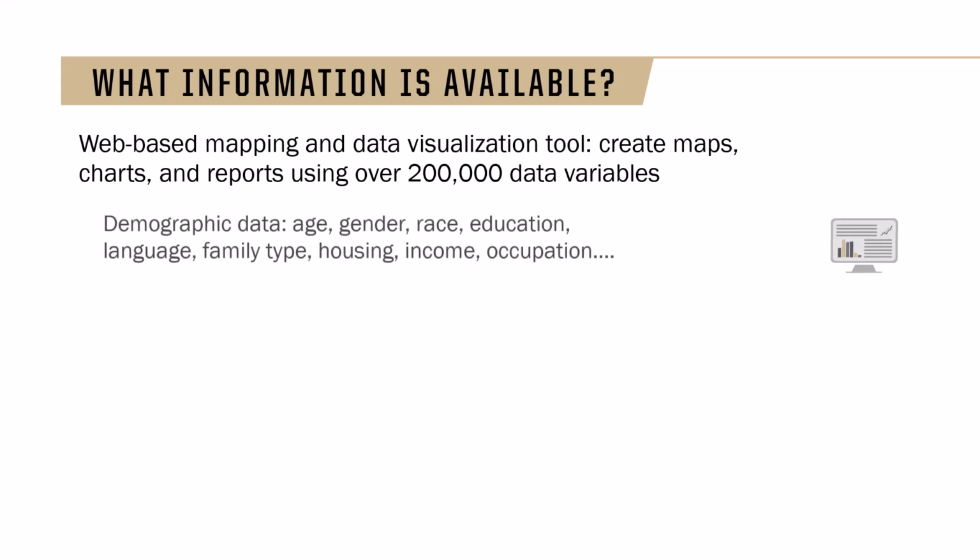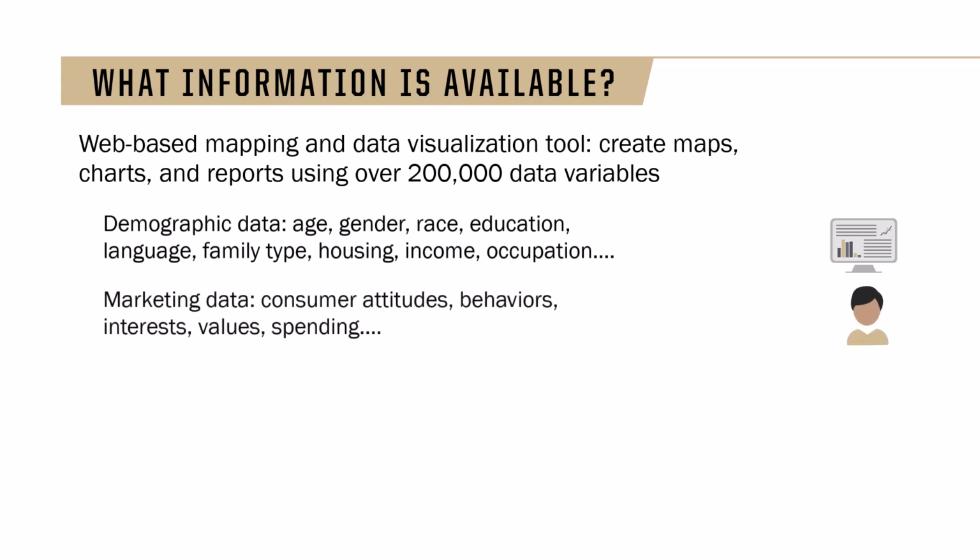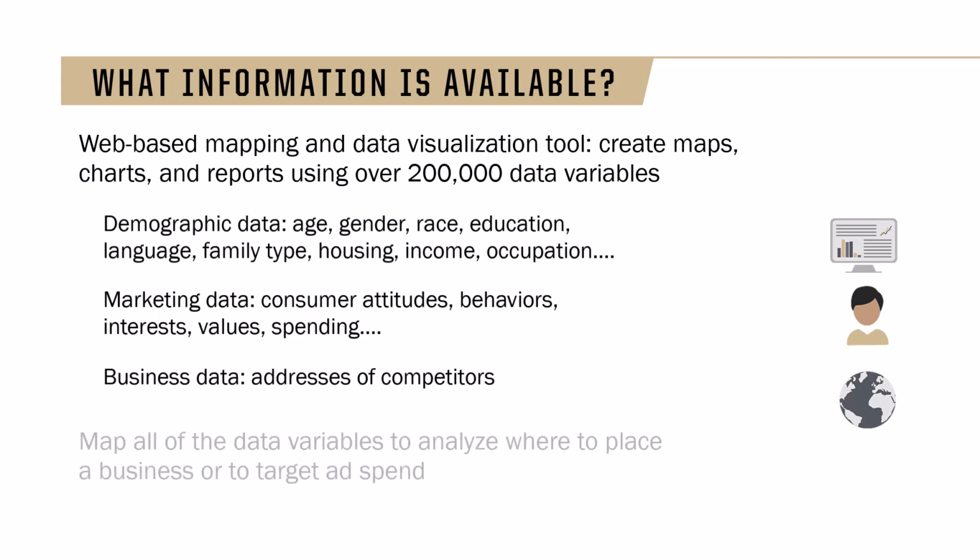Demographic data for any USA location: age, gender, race, education, language, family type, housing, income, occupation, and more. Marketing data for any USA location: consumer attitudes, behaviors, interests, values, spending, and more. Business data for any USA location, addresses of competitors in particular. Map all of the data variables to analyze where to place a business or to target ad spend.